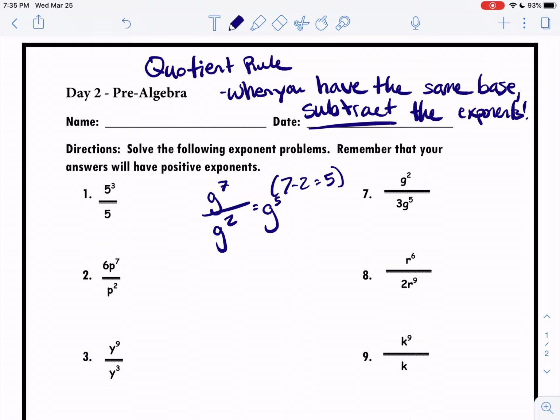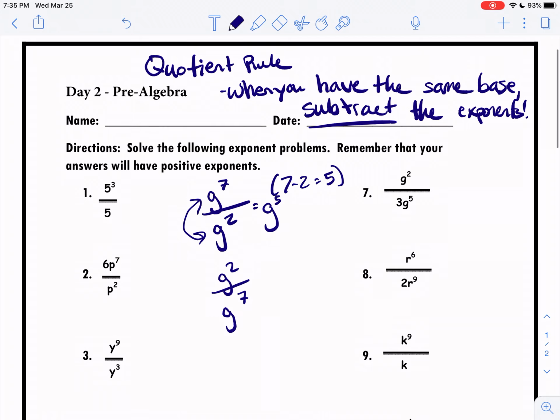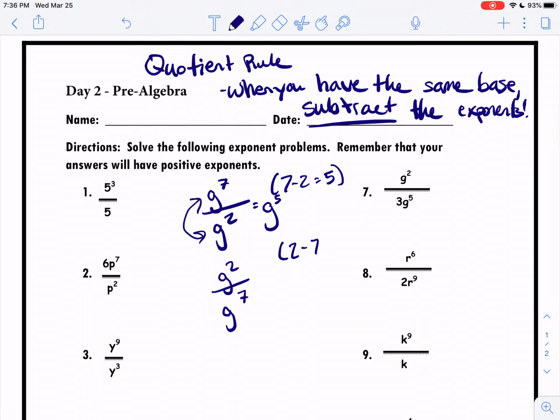Same way if we switch those 2 terms around. So if we have g to the second over g to the 7th, we're still going to subtract our exponents, right? So instead we're going to think 2 minus 7, and that equals negative 5, because if we start at 2 on the number line and subtract 7, we're going to go left 7: 1, 2, 3, 4, 5, 6, 7. And you get negative 5. So g squared over g to the 7th would be g to the negative 5th.